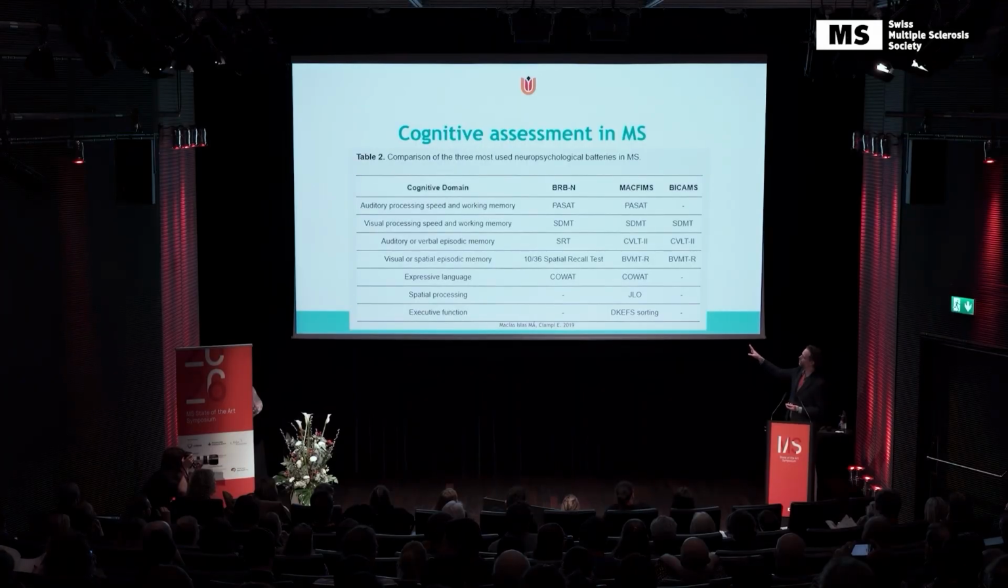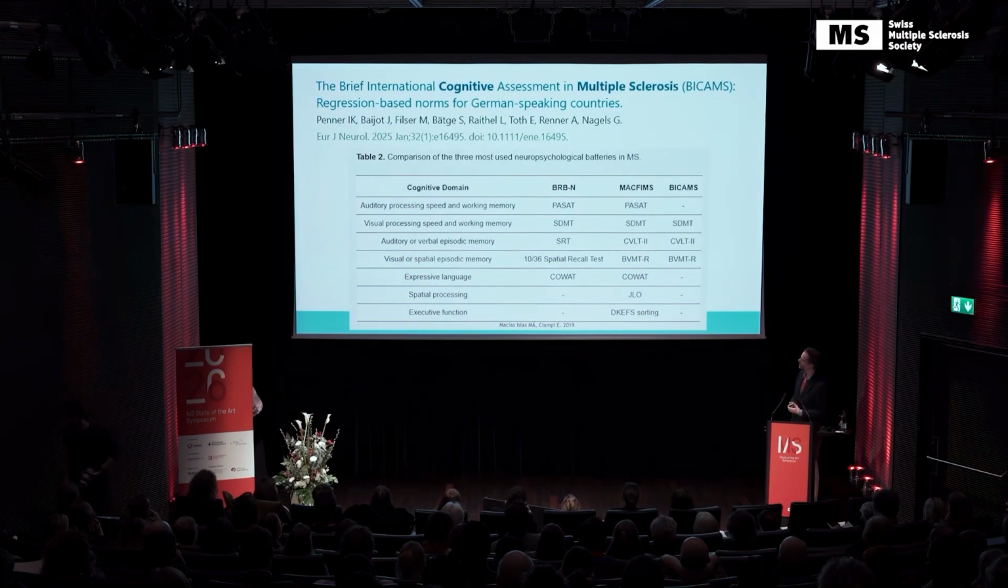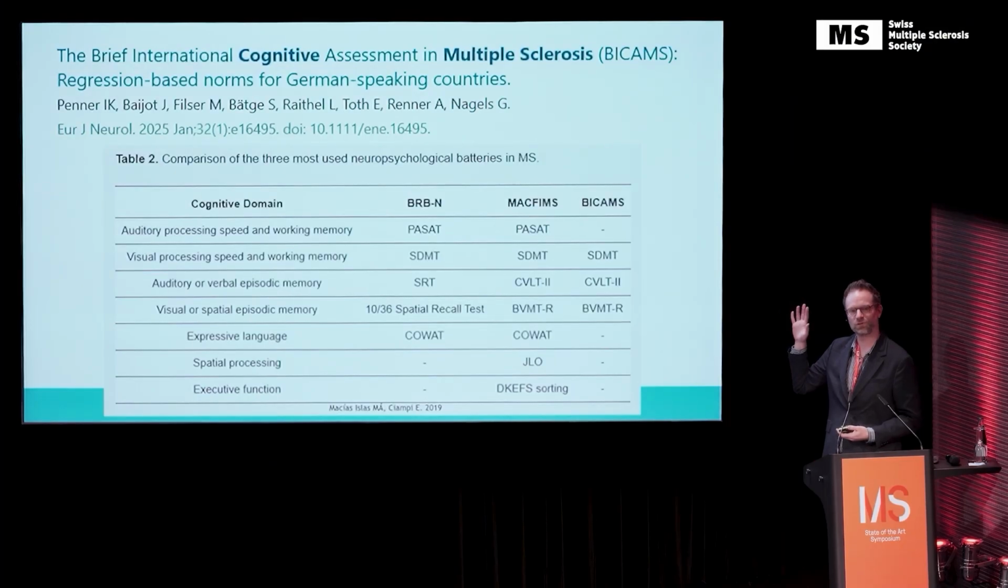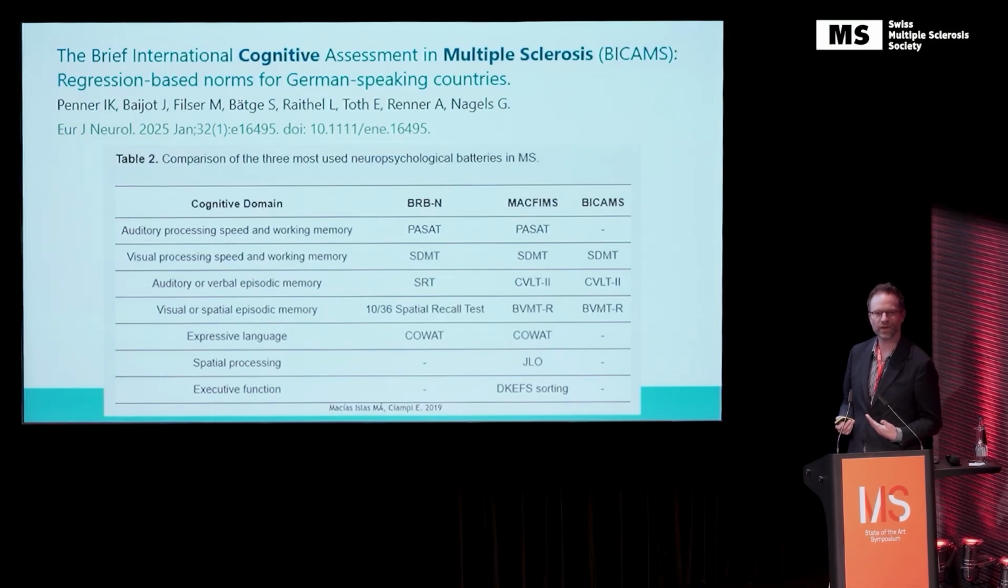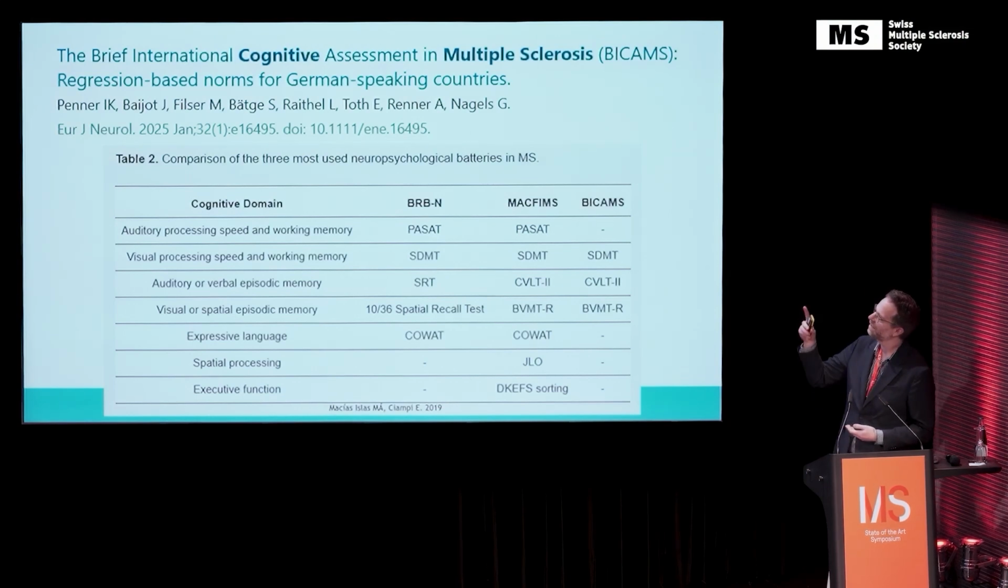And if you do a lot of research, but you don't have enough time, but you still want to do more, you can do the BRBN. In clinic, if you really don't have enough time, then there's the BICAMS. The BICAMS is a shortened MACFIMS battery that captures the domains most affected by MS. So as a sort of initial grasp of what's going on, this is great. And if something comes out, perhaps refer your patient for more extensive neuropsychological assessment.